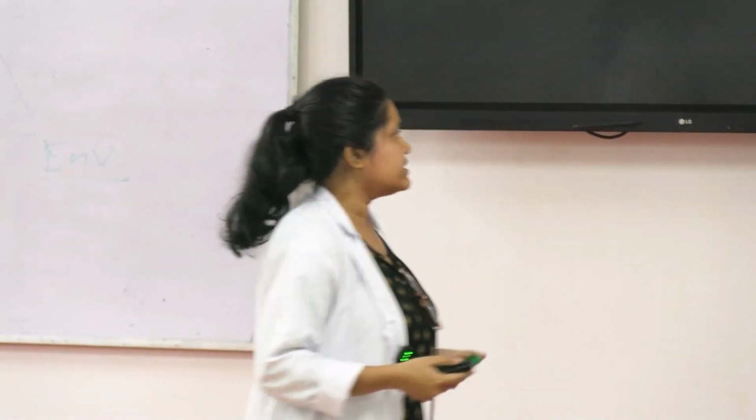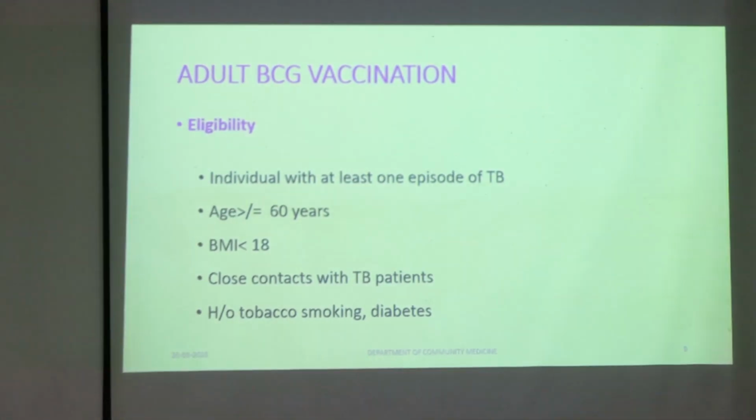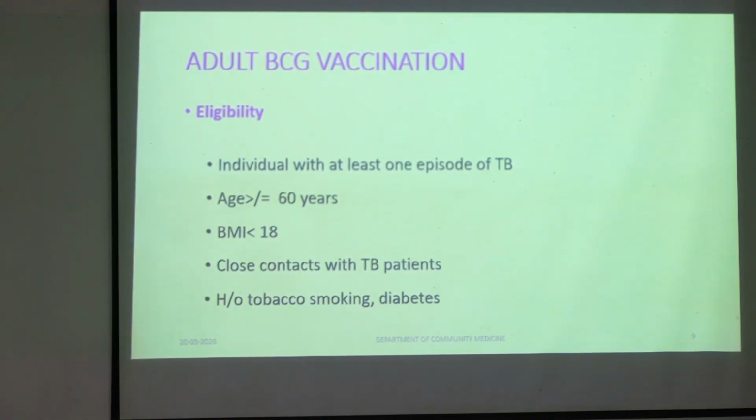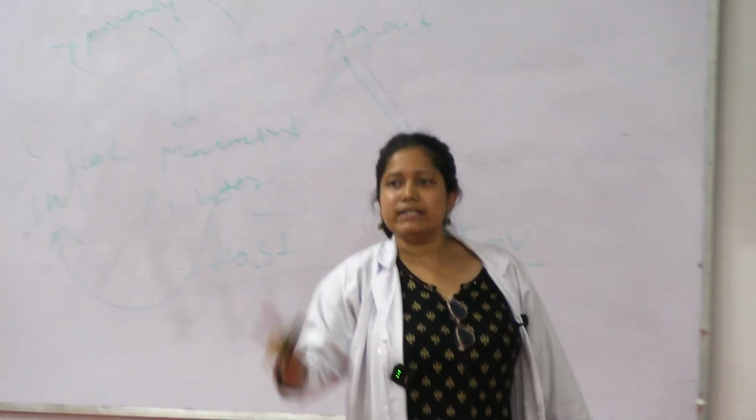Which is adult TB vaccination. So who is eligible for the adult TB vaccination? This group of people: individuals who had at least one episode of TB in their entire lifetime, and those with poor cell-mediated immunity, that means decreased immunity. Age more than or equal to 60 years. BMI less than 18 kg per meter square, which is again related to undernutrition. See, poverty, malnutrition, infection, again poverty, this vicious cycle. And close contacts of TB patients.